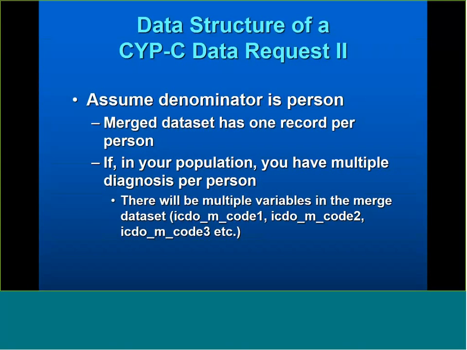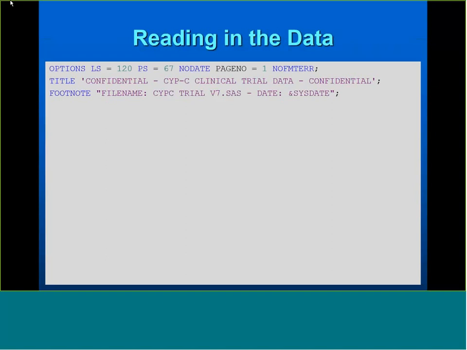So you can decide whether you want to use the merged flat file or whether you want to create an analysis data set that pieces together all the individual pieces. So how would you actually go about reading in the data that CYP C provides as part of their data request? Now we're going to look at some SAS code. I'm going to walk you through all of the various components of the SAS code just to let you know what it's doing. So this is the SAS code that I actually run.